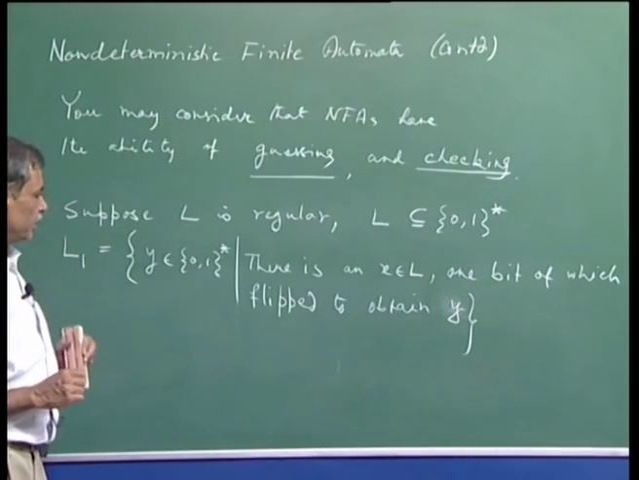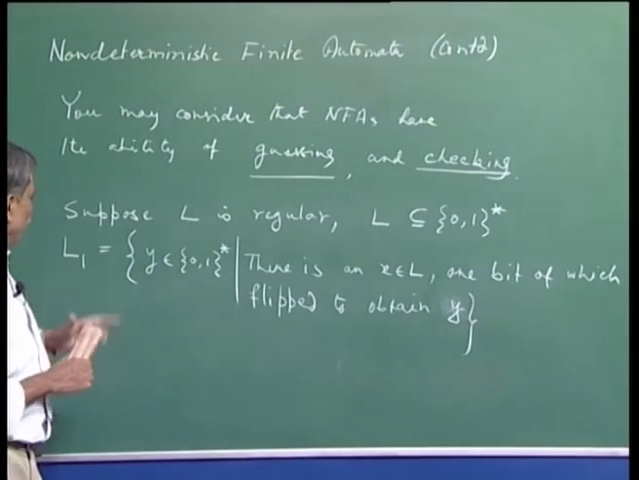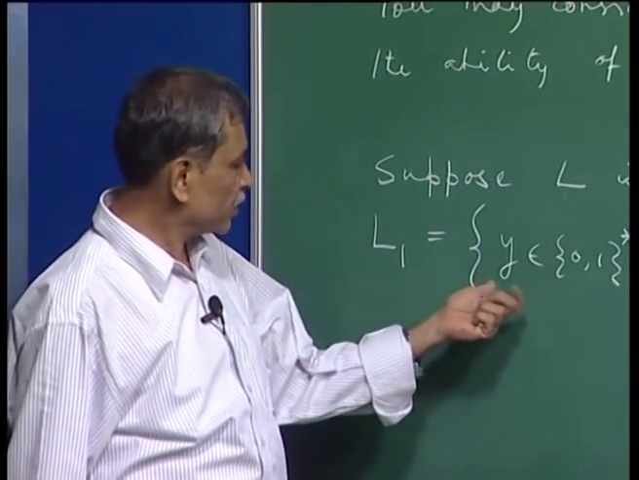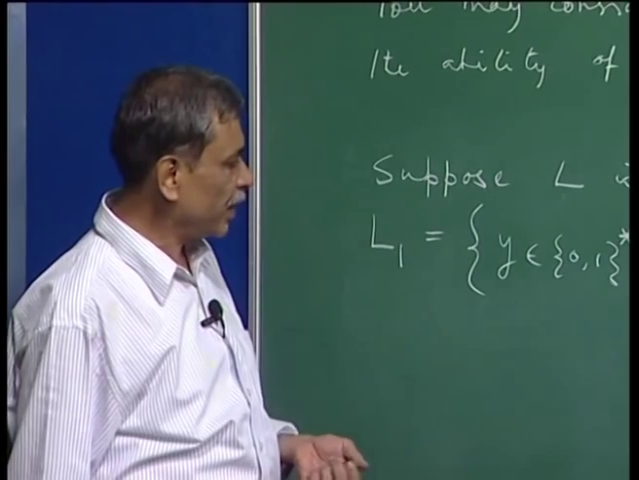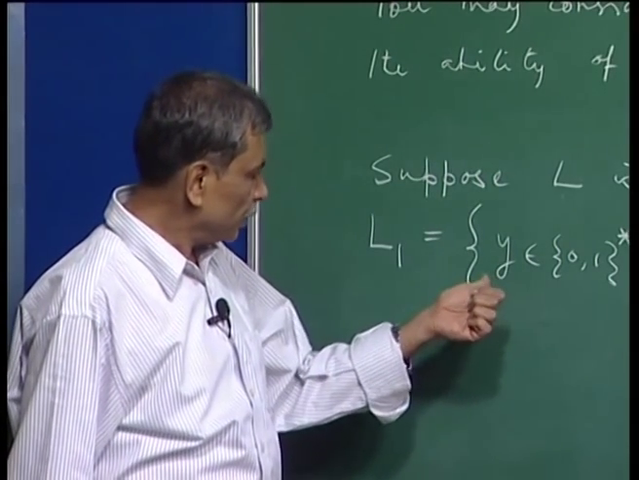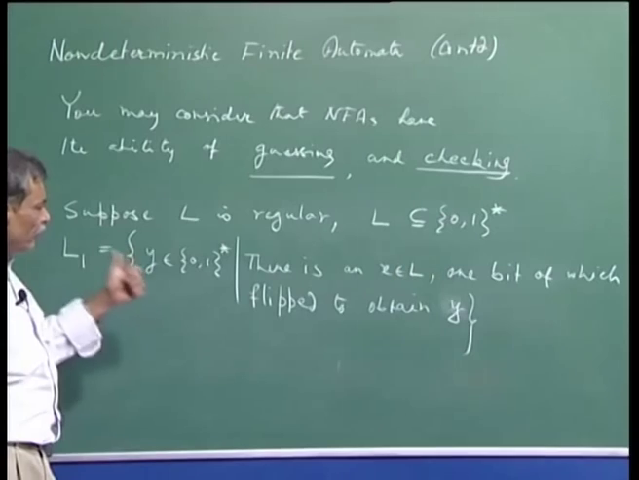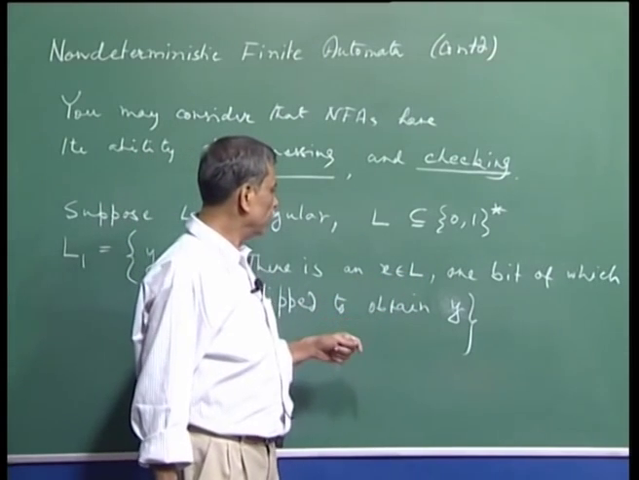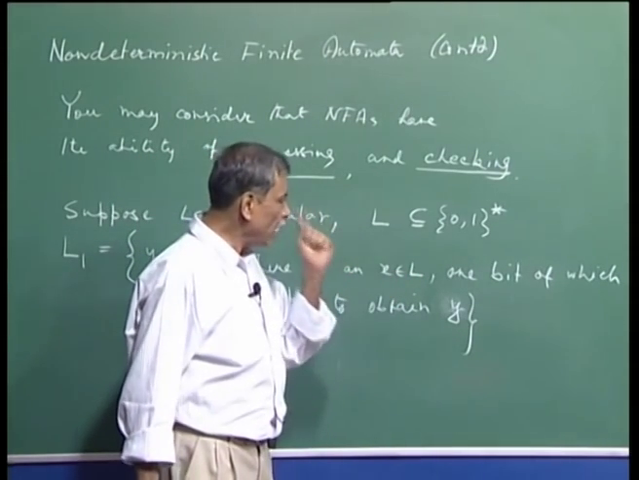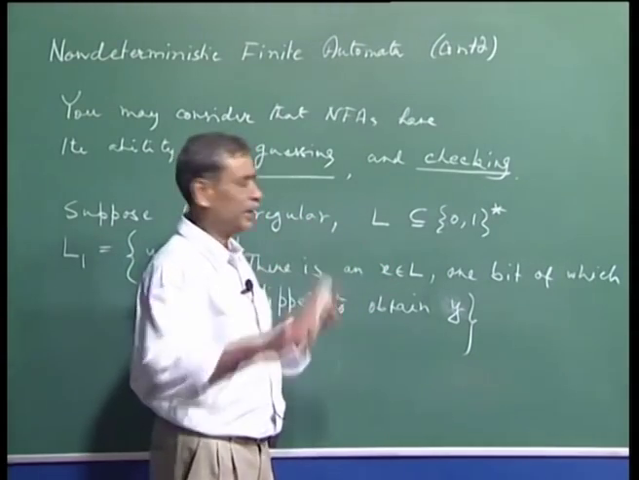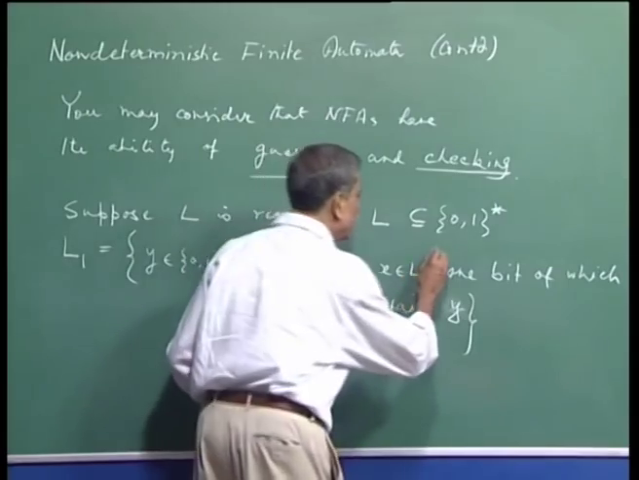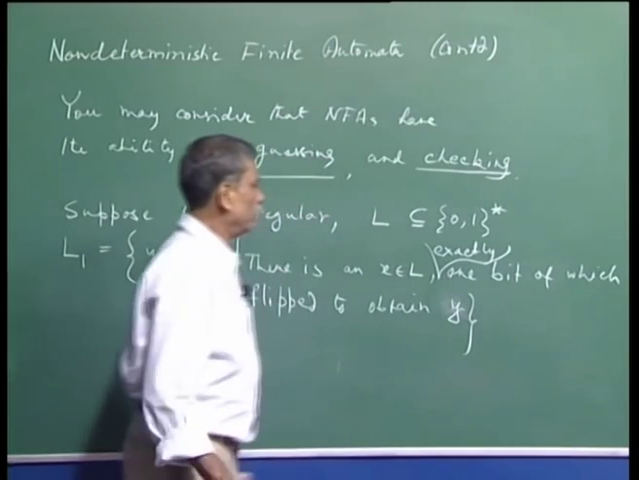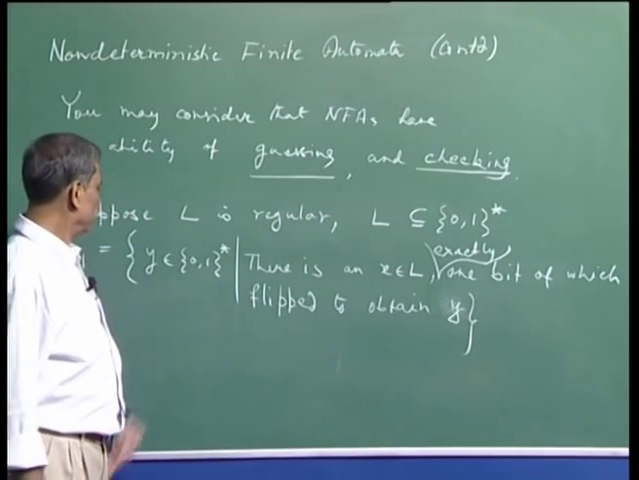Okay, so let's see it clearly. We are saying L1 is that language where the language consists of binary strings, and if you take a string in L1, you will find an x in L such that if you flip one particular bit of this x, that bit may be anywhere in x, and exactly one bit, to obtain this particular string y.